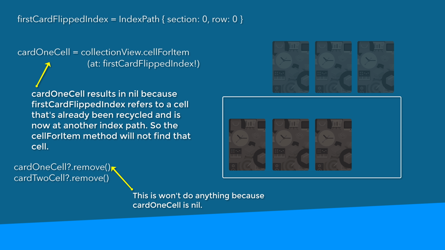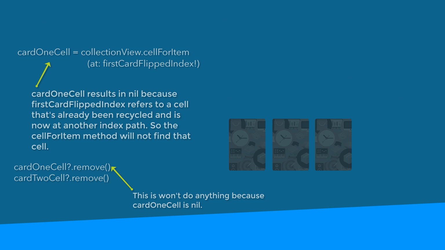Well, you might ask, why doesn't our app crash then? Well, the reason is because we used optional chaining when we called the remove method. If you remember, we called card1 cell $.remove and card2 cell $.remove. So it removed the second card because that was a valid cell, but we were never able to get the cell that represented card1. So we couldn't call the remove method on that cell. So when we scroll all the way up and it displays that cell, it hasn't been removed.